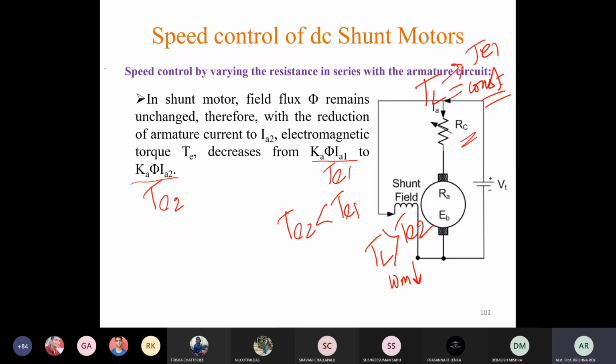Now if speed falls, what happens to Eb? It falls. Yes. Now if Eb falls, what happens to current?